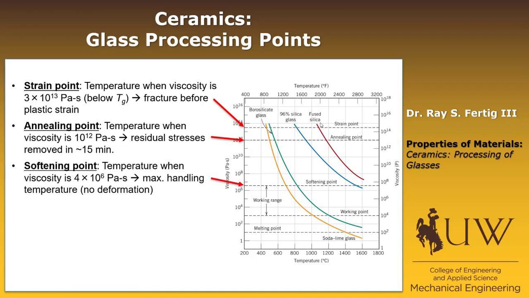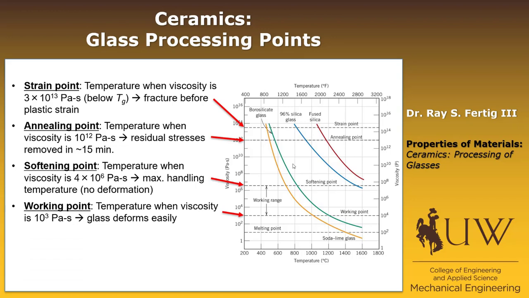A third point is what's called the softening point, and it's the temperature defined when the viscosity is 4 times 10 to the 6 Pascal seconds, and it's taken to be about the maximum handling temperature that you can have with the material with no deformation. So let's just look at that quickly. If we're looking at soda lime glass, this is our softening point, which looks to be about 700 degrees C. If you go above that temperature, then now the viscosity drops even further, and now you're going to start having the shape change of the glass as you handle it.